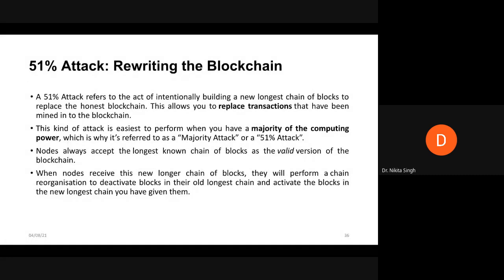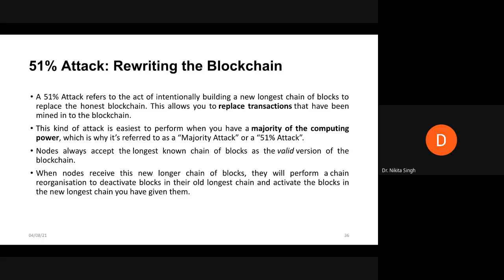And as I've been saying previously, the nodes will always move to the longest chain on the network. So what if you have 51% power on the network and you are able to create a chain that is the longest chain? That is, you are hacking the network, you are creating a blockchain that is the longer version, and the Bitcoin protocol requires that the nodes will have to accept the longest chain that is present on the network. So let us see what this 51% attack is.